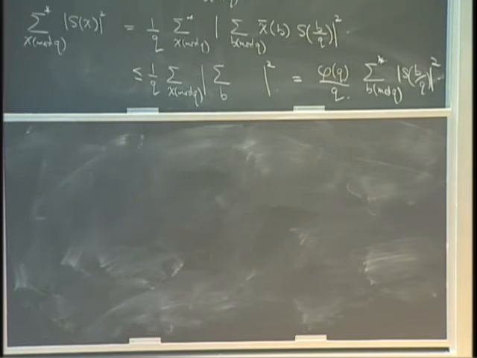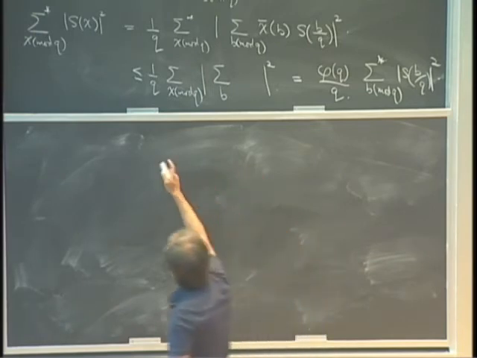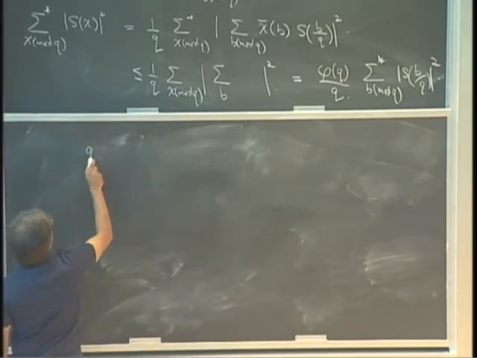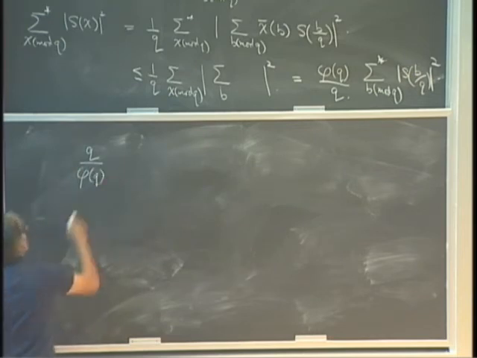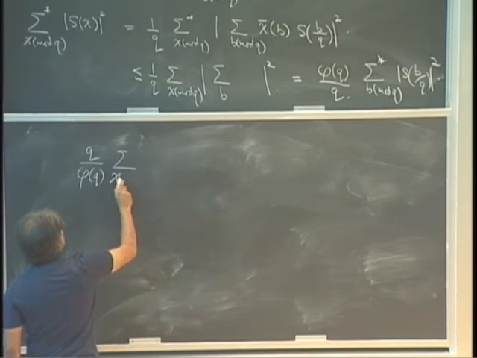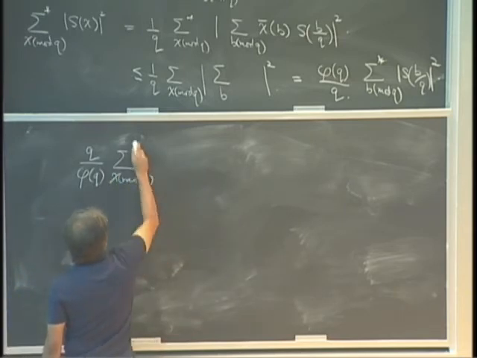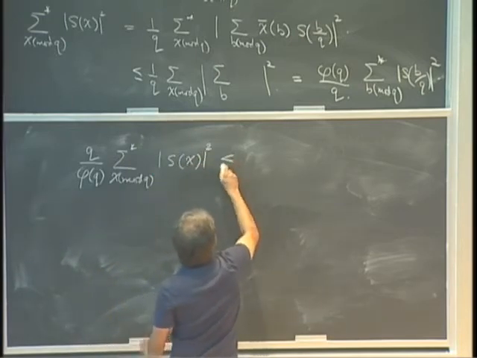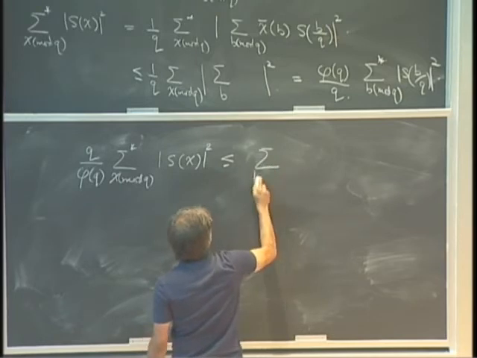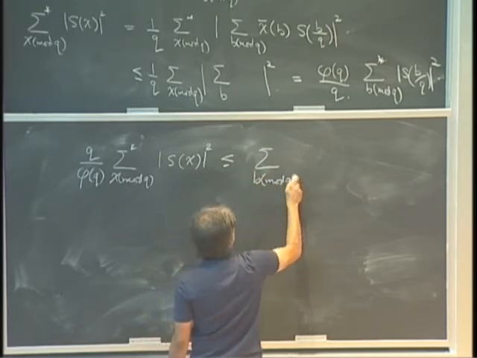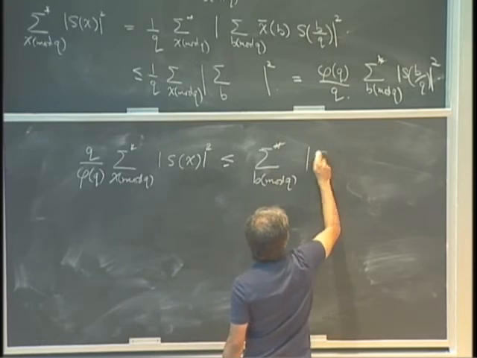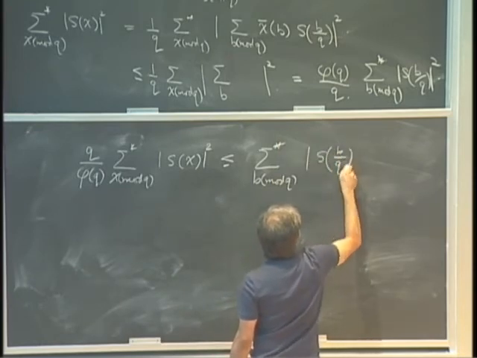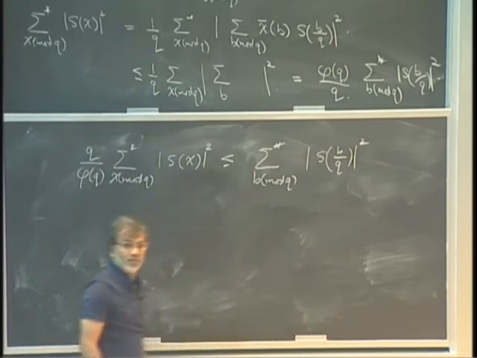Now, at this stage, we are done because what I can actually say is that, in fact, Q over phi of Q, which is always bigger than 1, times the sum over primitive characters mod Q, is bounded above by the sum over coprime integers b mod Q, reduced residues, of this type.